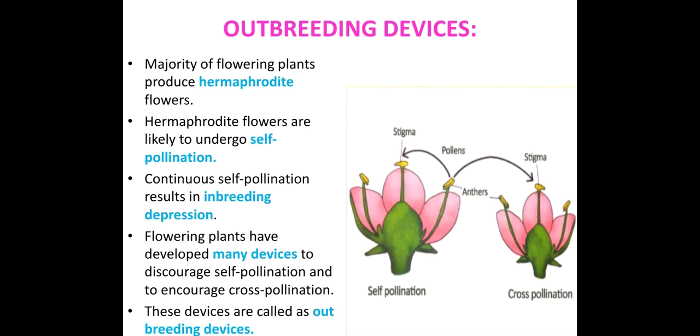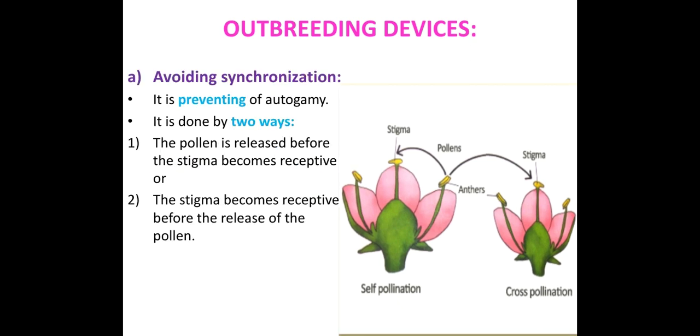There are generally 4 types of outbreeding devices. So what are these 4 outbreeding devices? The first outbreeding device is avoiding synchronization. Second is arrangement of anther and stigma at different positions. Then self incompatibility, and next is production of unisexual flowers. We'll see the first outbreeding device, that is avoiding synchronization. So what is avoiding synchronization? It is preventing autogamy. It is done in 2 ways. By avoiding the synchronization, autogamy is prevented.